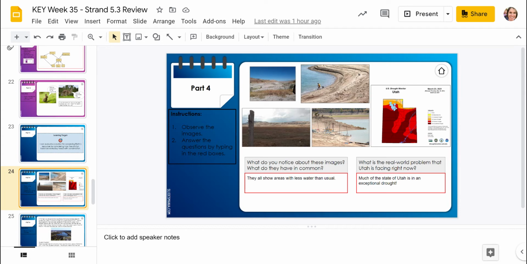So hopefully you notice the images show areas where there is not enough water or less water than there usually is. And the real world problem is we are in a serious drought in Utah and all need to do our part to help conserve water.